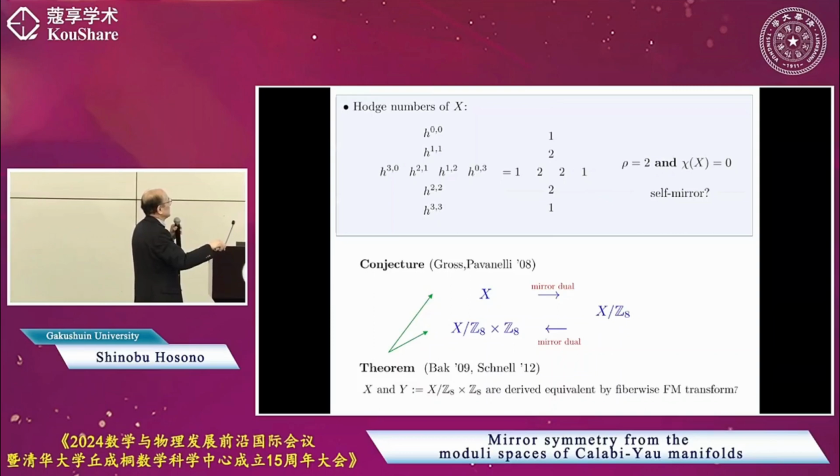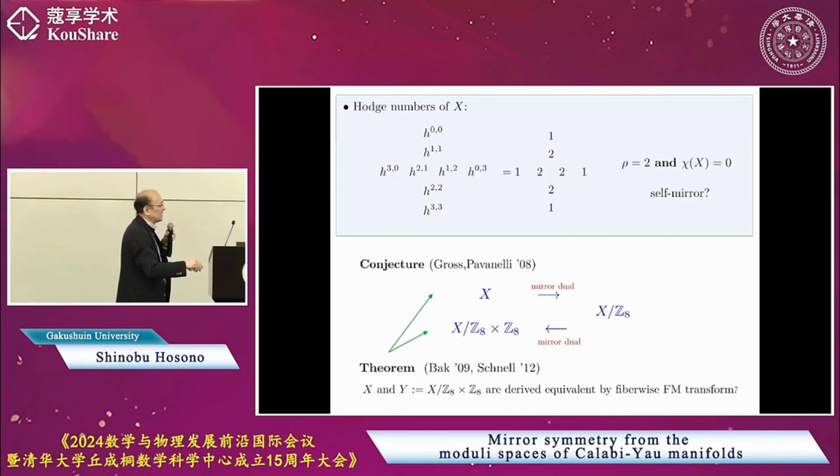Actually, because of that, Gross and Pavanelli looked at this Calabi-Yau a little more closely, and they came to a conjecture. X is an abelian fibered Calabi-Yau, and then how is the mirror dual? They came to analyzing the so-called Brauer group and those kinds of things, and they came to this conjecture: an abelian fibered Calabi-Yau, and the mirror dual is a free quotient by Z8.